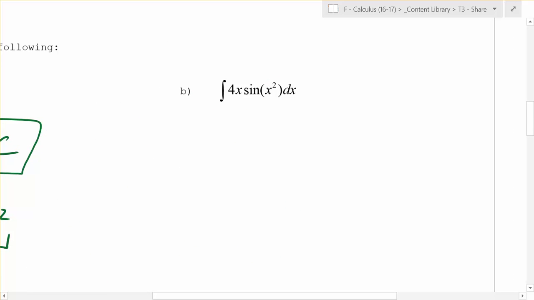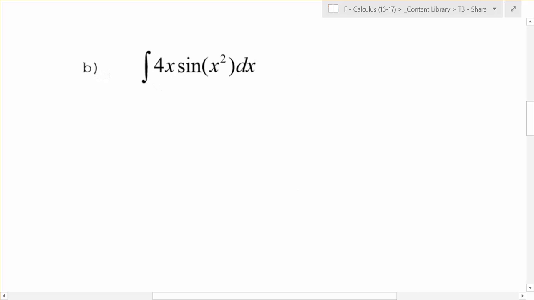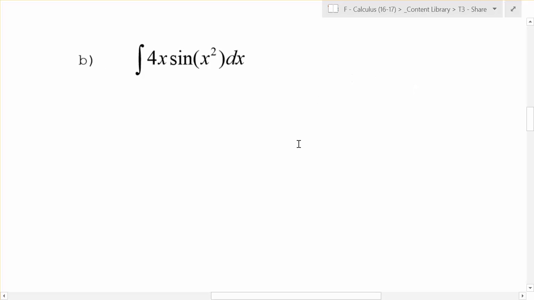Let's just change it up just a tiny bit. I'm going to give you 10 seconds to write down the indefinite integral. Negative 2 cosine x squared plus c.